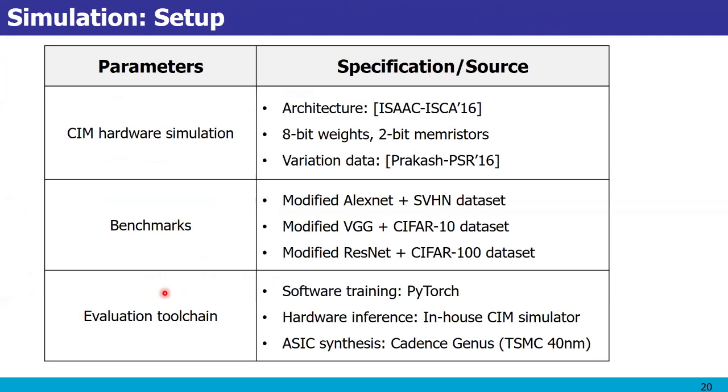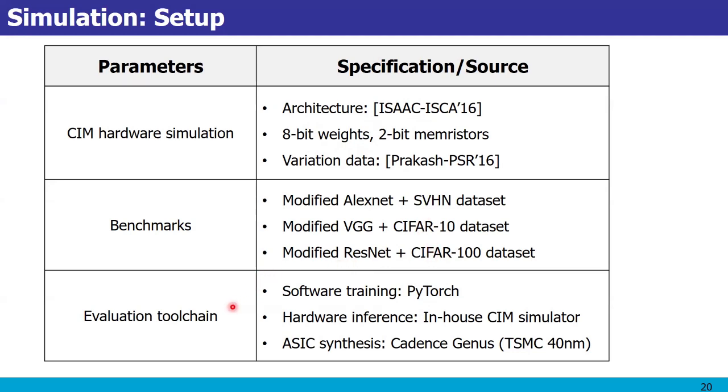So as for the setup, these are the basic parameters. In order to simulate the hardware, we just assumed a baseline architecture like ICCAD. And the variation data was taken from Prakash, where they had fabricated devices on which they measured the variation. We had 8-bit weights and 2-bit memristors, so 1 weight fits into 4 memristors. As for benchmarks, we used AlexNet, VGG, and ResNet with SVHN, CIFAR 10, and CIFAR 100 respectively. And these networks are a bit modified because they are originally intended for ImageNet, so you have to tune them for these different image sizes.